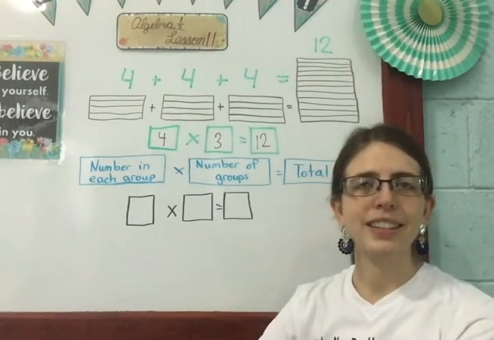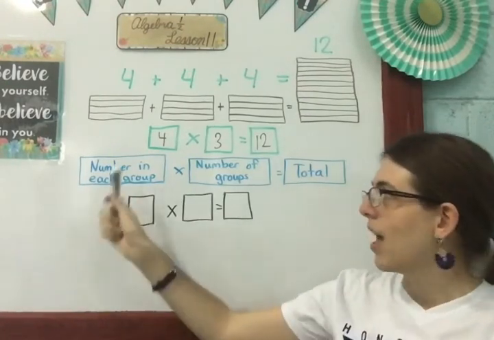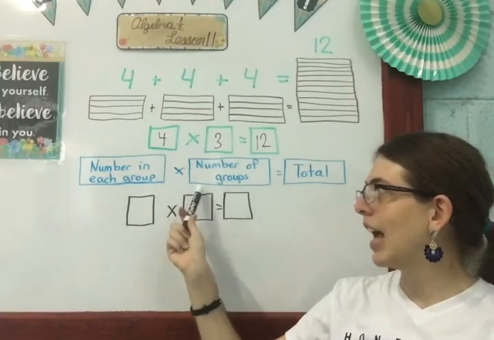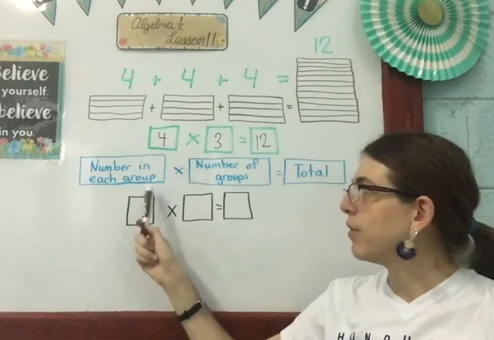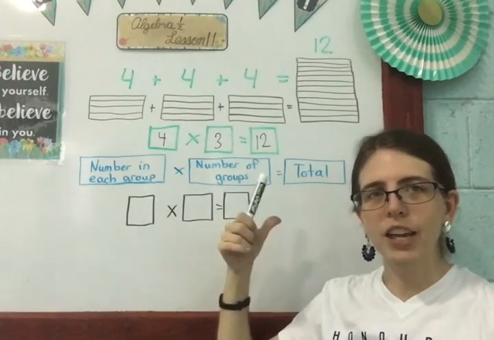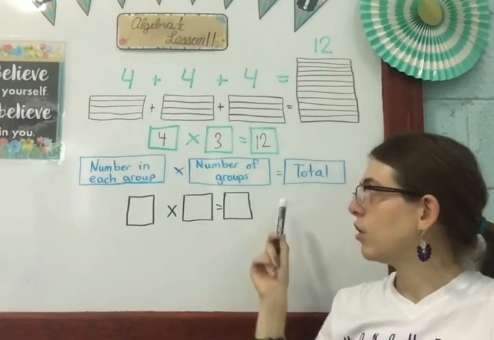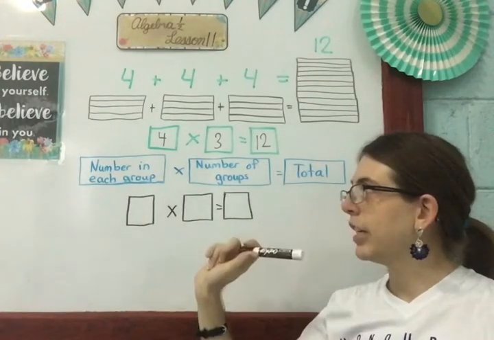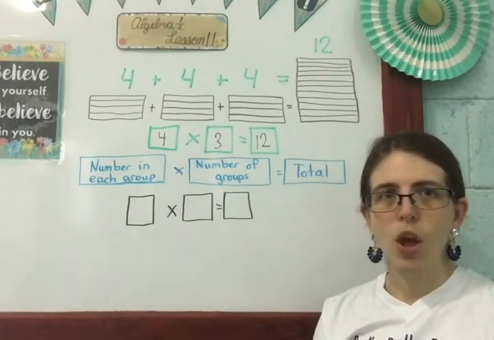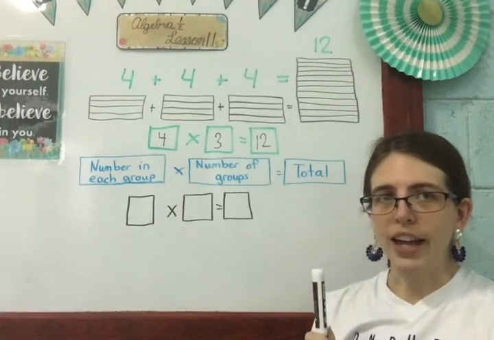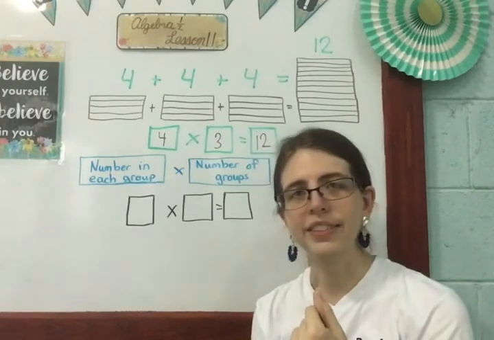So we're going to use that same pattern to solve our problems. But let me go over the pattern one more time. The number in each group times the number of groups equals the total. Some of your problems will give you these 2 numbers. You multiply, you get your total, check it. But sometimes your problems will give you the total and either the number in each group or the number of groups, and you're trying to find the other answer. Well, to solve that, you'll divide. And I'll show you how, okay? So don't worry. Let's get started with example 11.1.